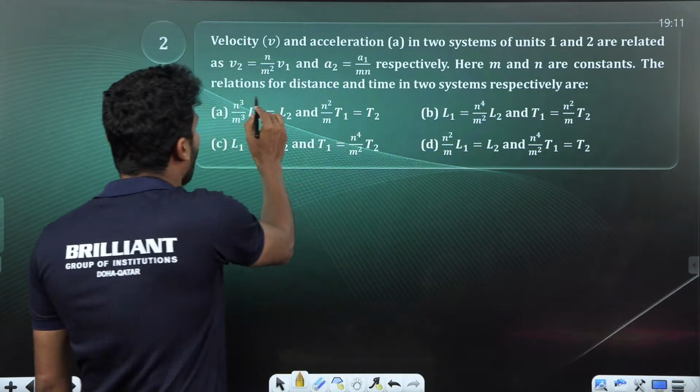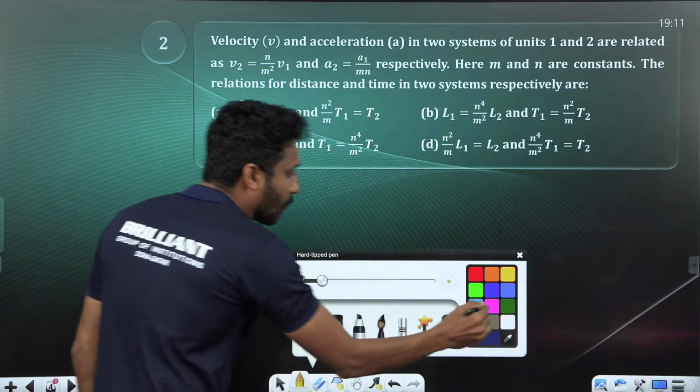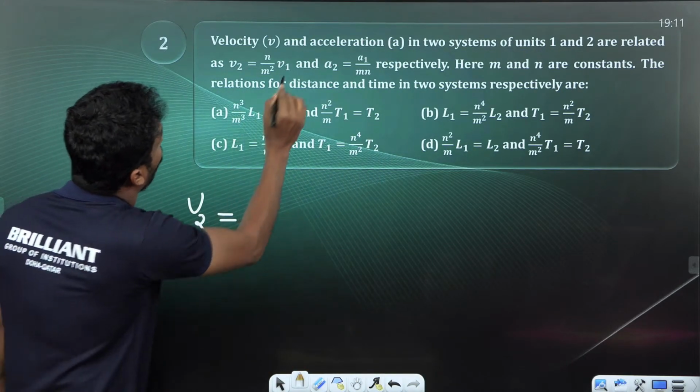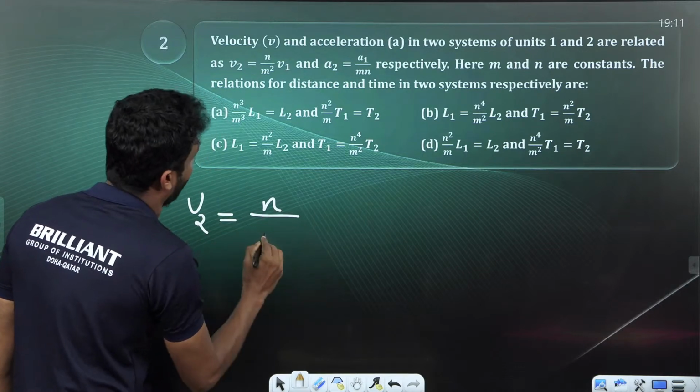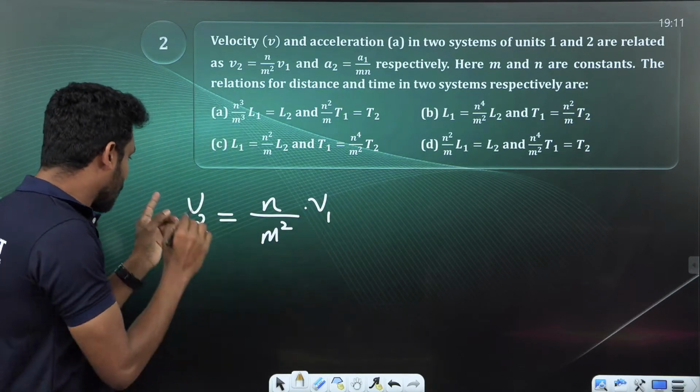Then the relations for distance and time in the two systems respectively are. This is a very simple question only. See here, V2 is equal to n divided by m square into V1. This is velocity.